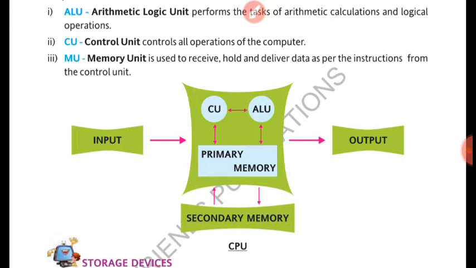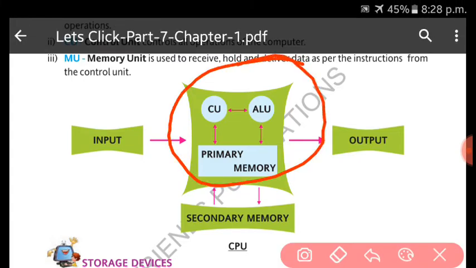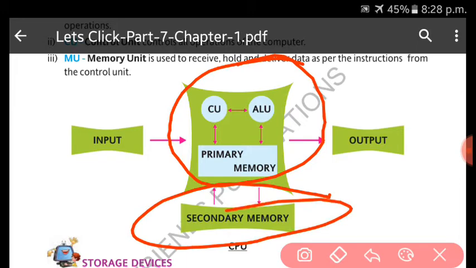Remember, there is primary memory, there is secondary memory. The CPU needs to access some data, so generally the CPU accesses only from the primary memory. The CPU never accesses from the secondary memory directly. That's why in the structure, the primary memory is given inside with the CPU, and secondary memory is attached separately.